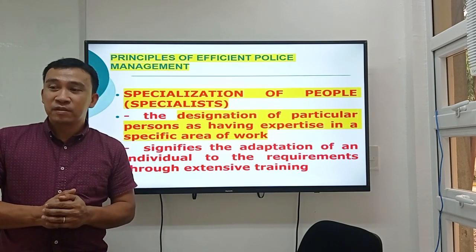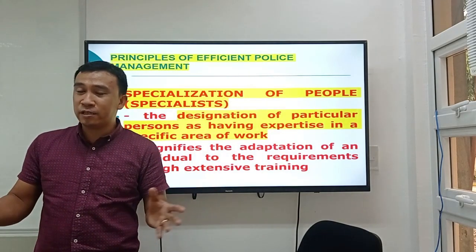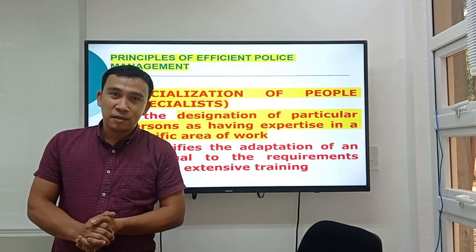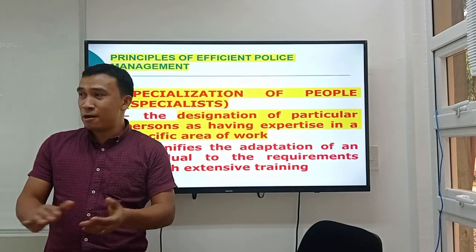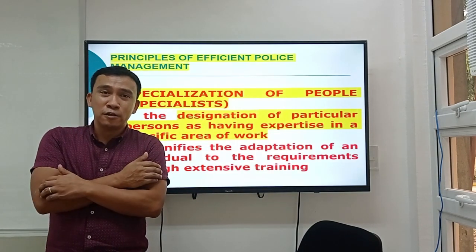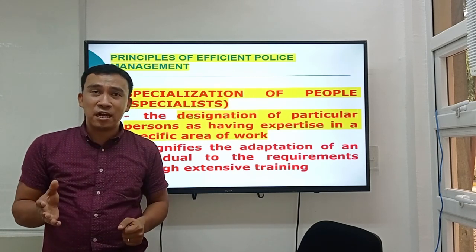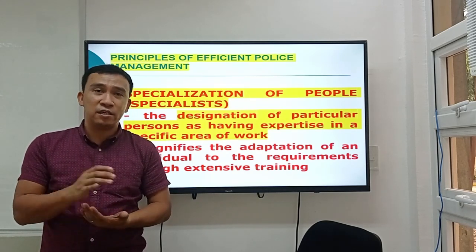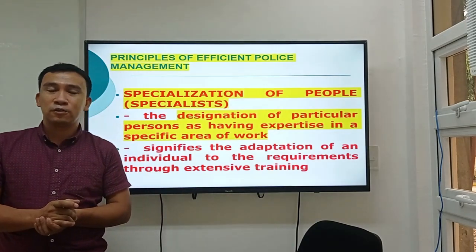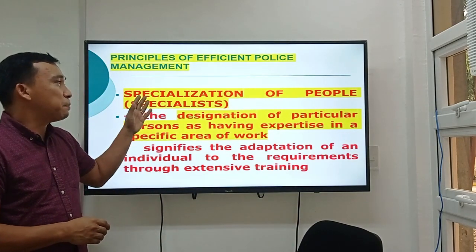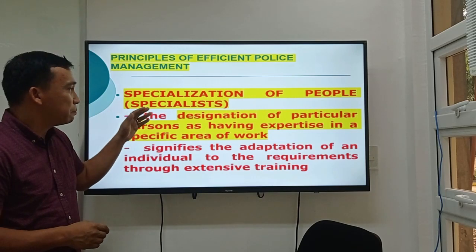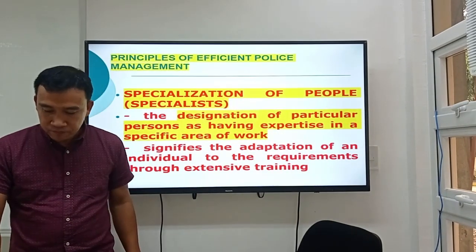Okay? Meaning, sa engineering unit ng PNP, sa mga construction ng mga building. So, ang kukunin dyan ay yung mga tao that is specialized sa area na yan, like mga engineers, architects. So, ang tawag dyan is specialization of people. Okay? Next.